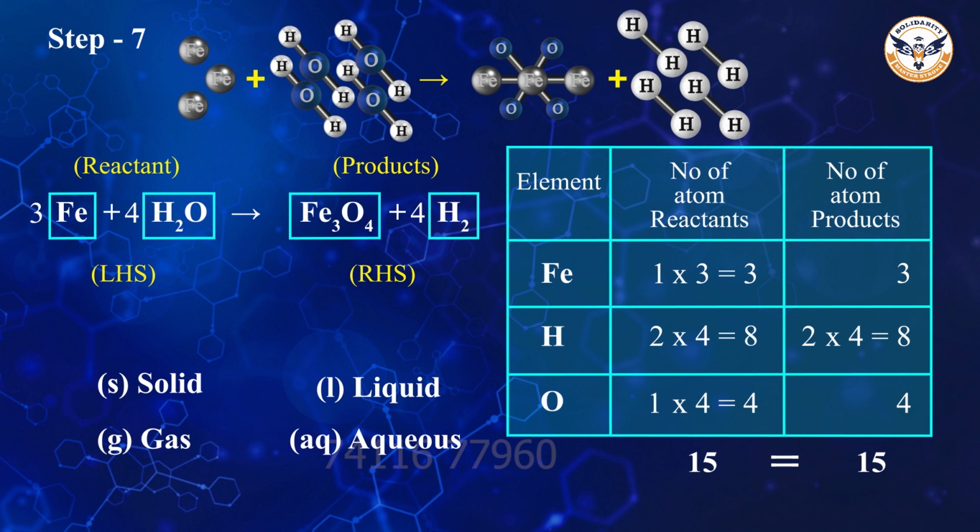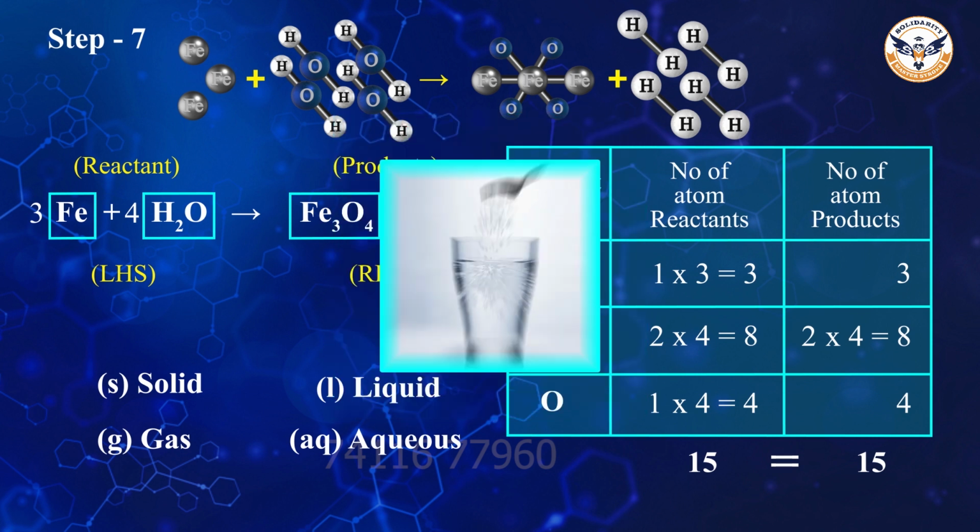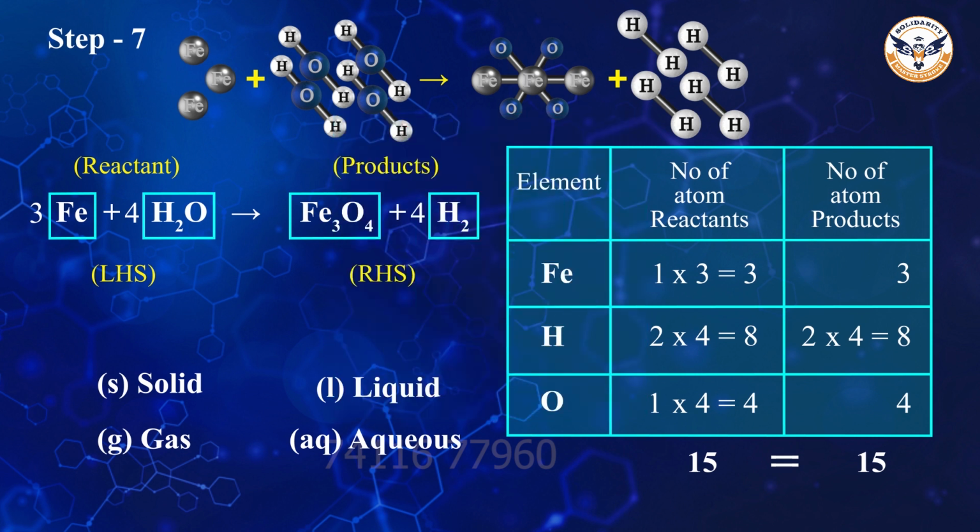What is aqueous? Take the example of salt water. Salt is in solid state. But if we dissolve it in water, the state of salt becomes aqueous. So any substance dissolved in water becomes aqueous. Now the balanced equation is written as 3Fe(s) plus 4H2O(g) gives Fe3O4(s) plus 4H2(g).